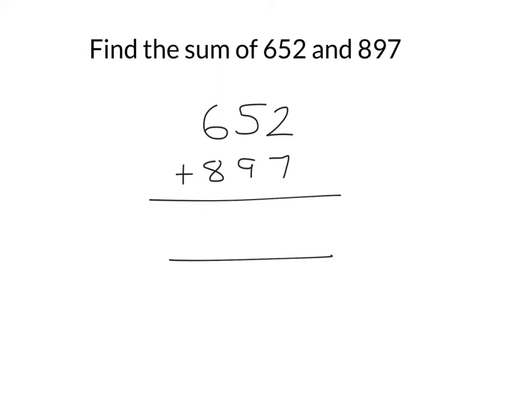Importantly here, when we're setting up our calculation, we need to make sure that our units column, our tens column and our hundreds column are all aligned. So to start with, 2 and 7 is 9.